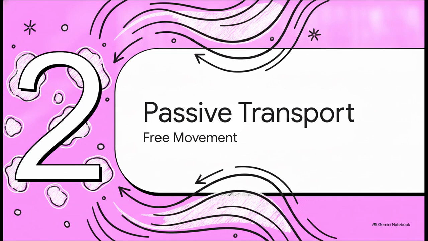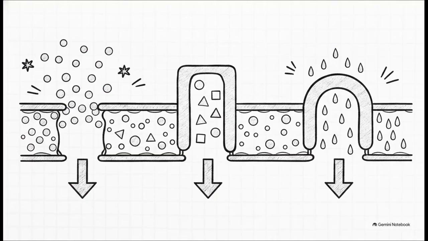Moving on to Section 2, passive transport, or free movement. So passive transport essentially breaks down into 3 major pathways: simple diffusion, facilitated diffusion, and osmosis. And what they all have in common is they move substances down their electrochemical gradients. No direct ATP consumption is happening here whatsoever. The cell is just letting nature take its course, letting things flow naturally from high concentration to low concentration.